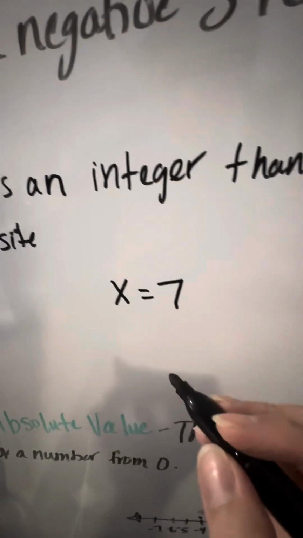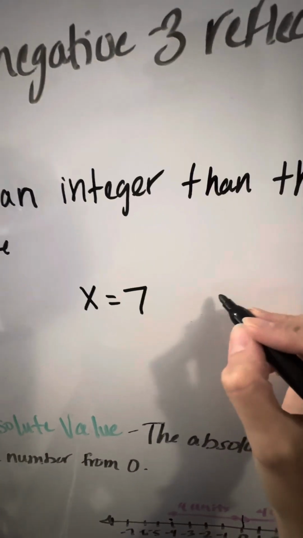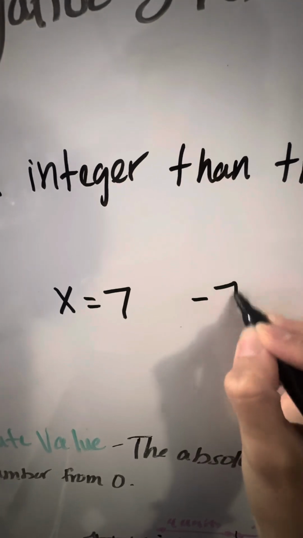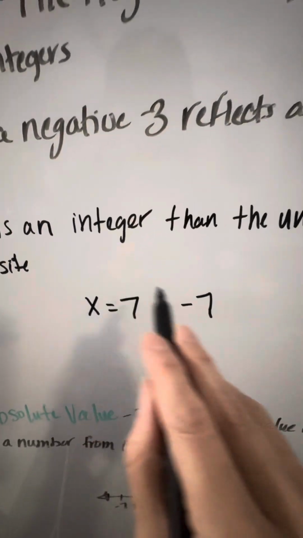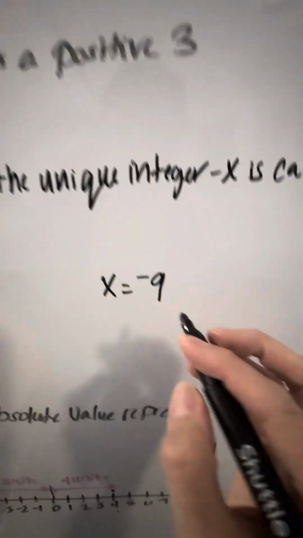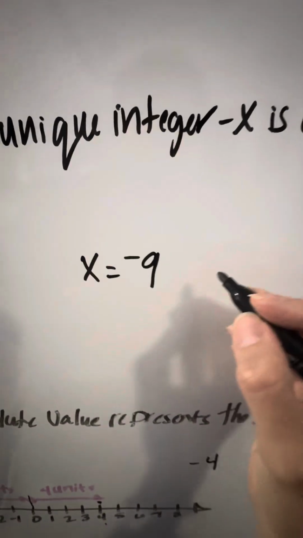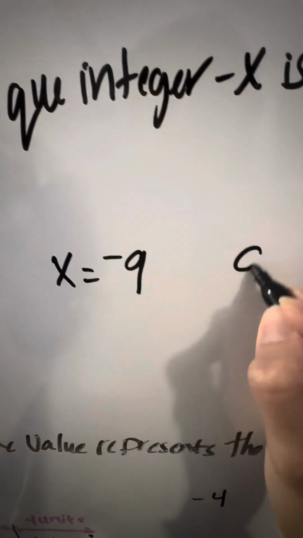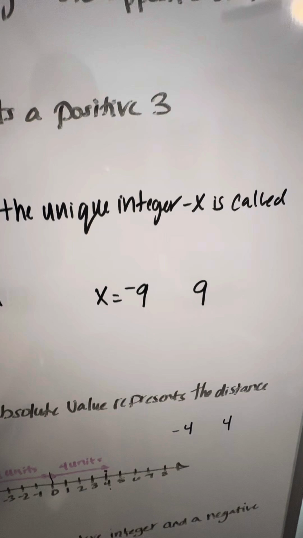So right here we have x equals 7. To make that a unique integer, it would be -7. You're basically just changing the sign from positive to negative. And then right here we have x equals -9. To change this one, we want to change it to a +9. So that would be its unique integer.